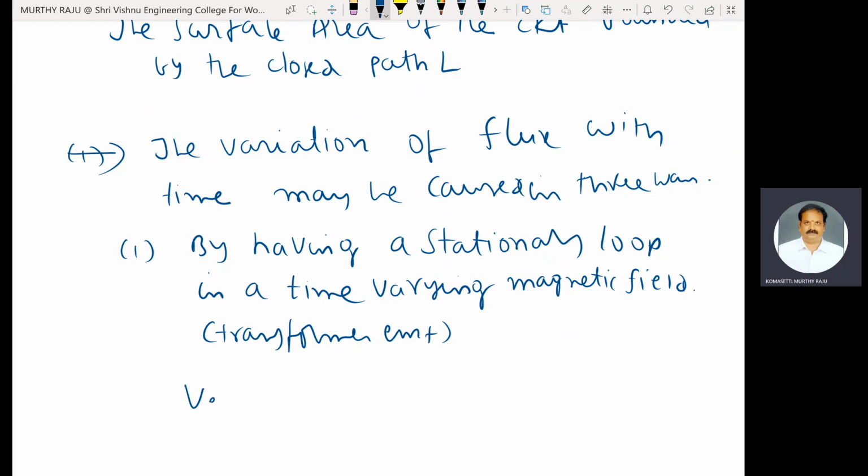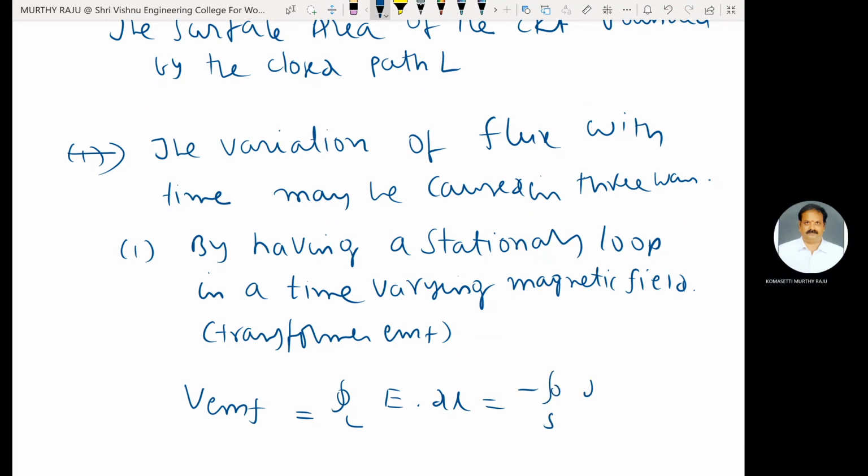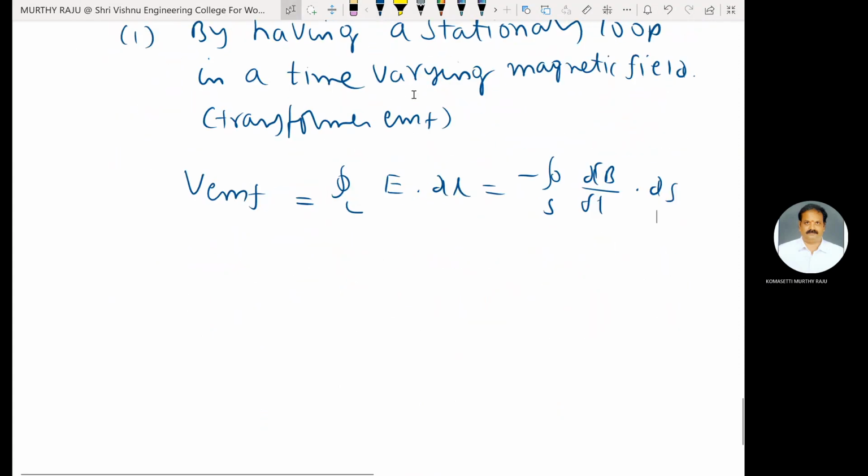Consider in this case the EMF equation already derived. VEMF is equal to the integral over length of E dot dl, which is equal to minus the surface integral of dou B by dou t dot ds. The EMF induced by a time varying current producing a time varying field in a stationary loop is often referred to as a transformer EMF. Very, very important point.